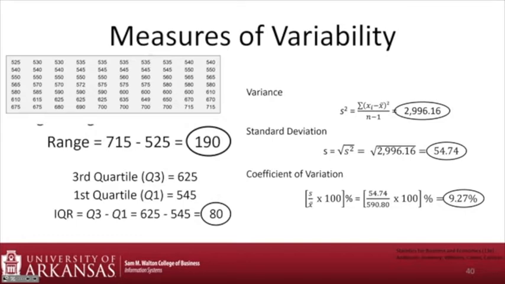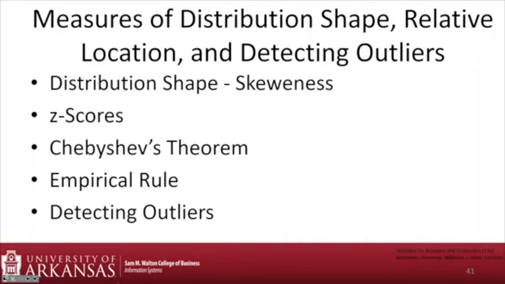Okay, cool. All right. More fun things. We can measure the shape. Seems kind of weird, but we can measure the shape. We can measure a relative location, so not the absolute location, but a relative location. And then, you guys have already mentioned, everybody loves to know, what do you do with the outliers?